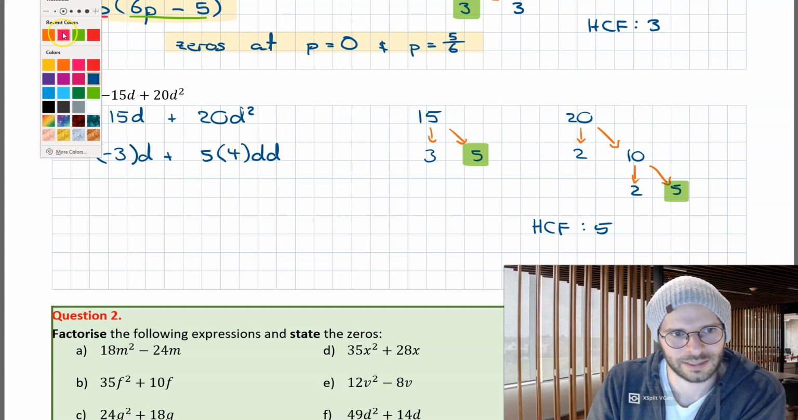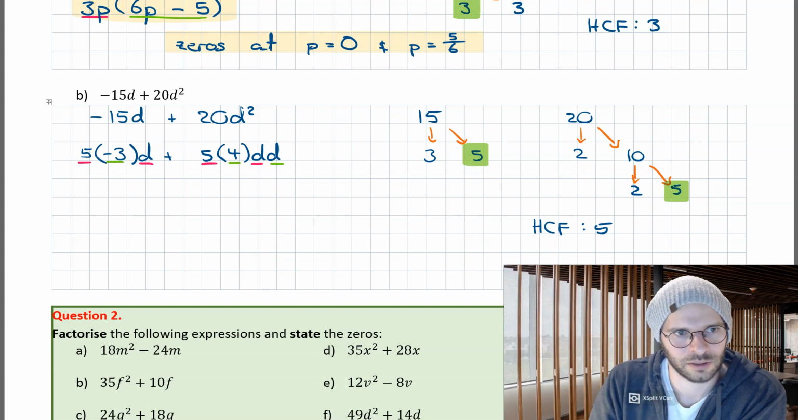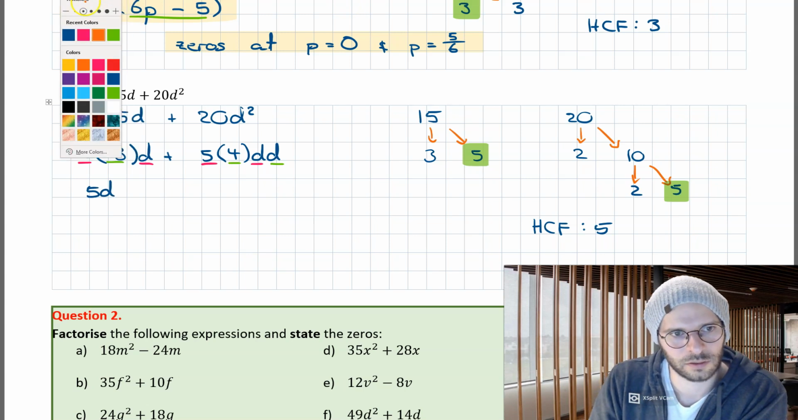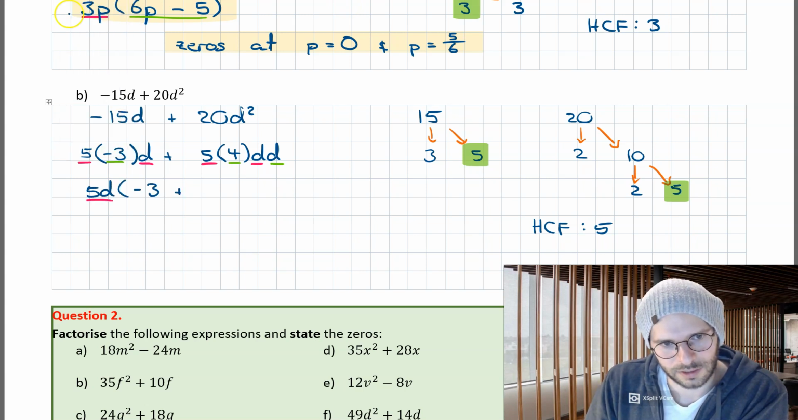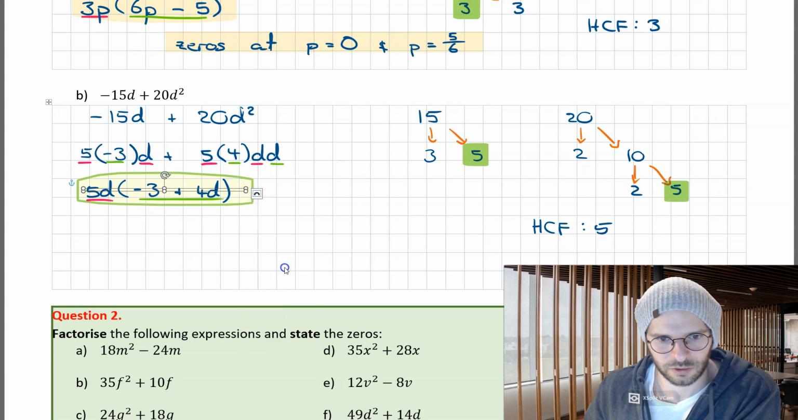That means we've got at least one d across both of the terms. So we break that d squared into d, d. Thus we have 5d in common, minus 3, 4d not in common. Writing this out, 5d is common, minus 3 plus 4d is not common, hence arriving at the most factorized form.